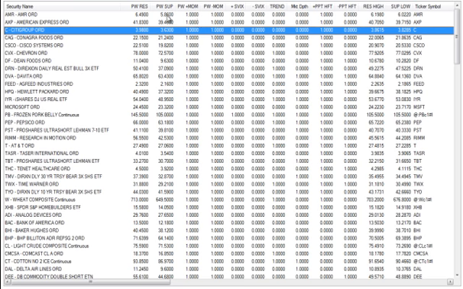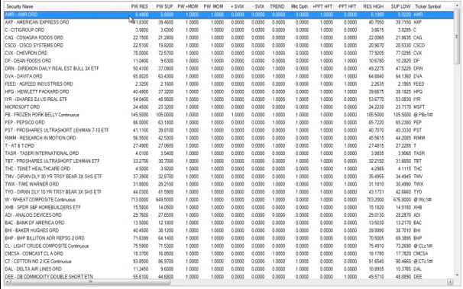Let's take the very first security on here, AMR. Okay, AMR. Pulse wave resistance is at 649. Pulse wave support is at 586. Okay. You have a 1 in the pulse wave positive momentum column, and a 1 in the pulse wave negative momentum column. What you're looking for is a 1 in either one of these columns.